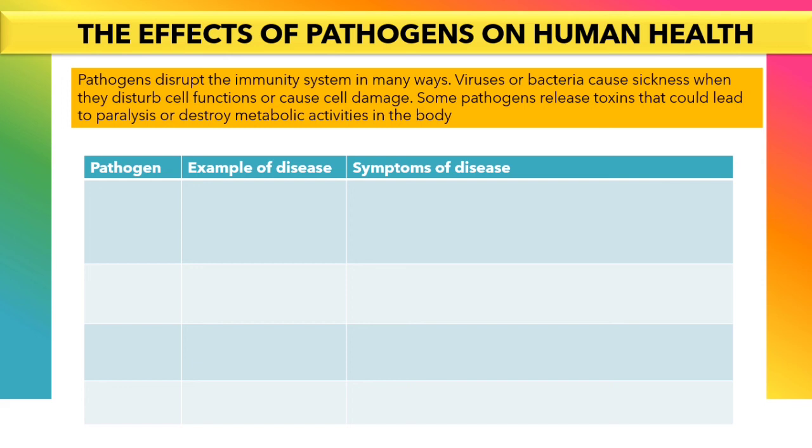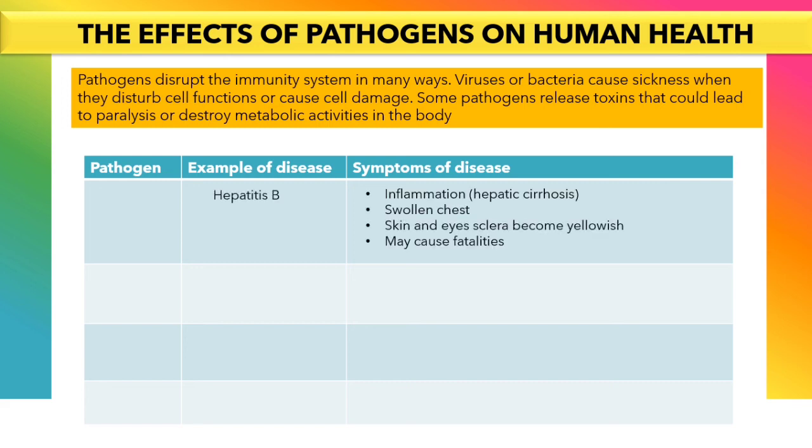Okay, an example of a disease that's caused by a pathogen is hepatitis B. Okay, the symptoms of hepatitis B: inflammation, swollen chest, skin and eyes, sclera become yellowish, or it's called jaundice, may cause fatalities. So hepatitis B is caused by virus.